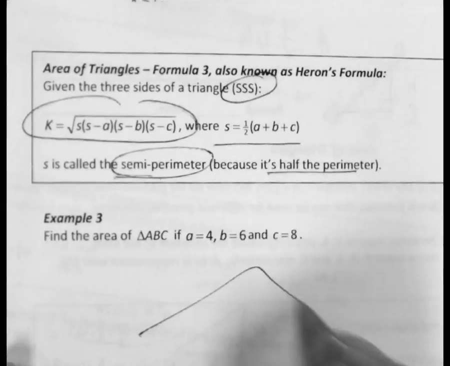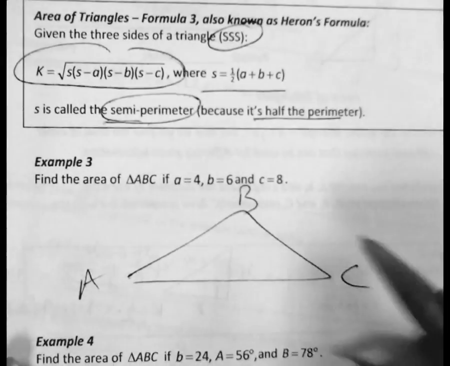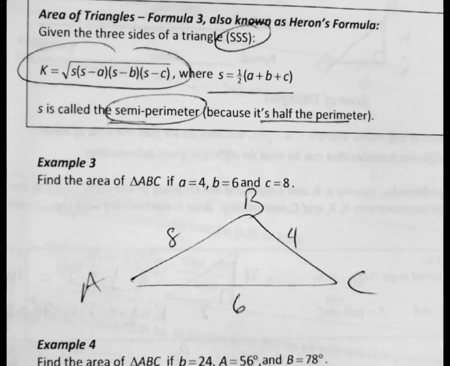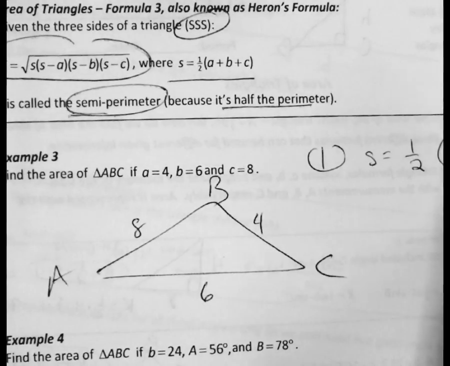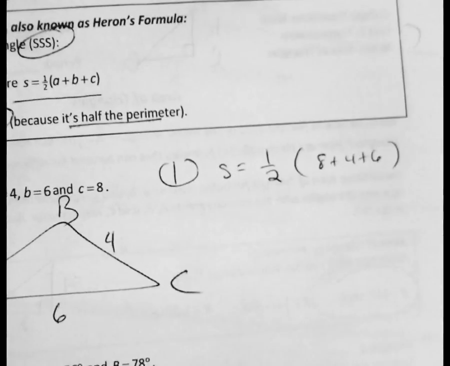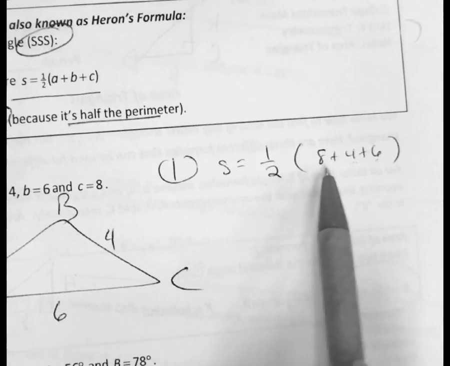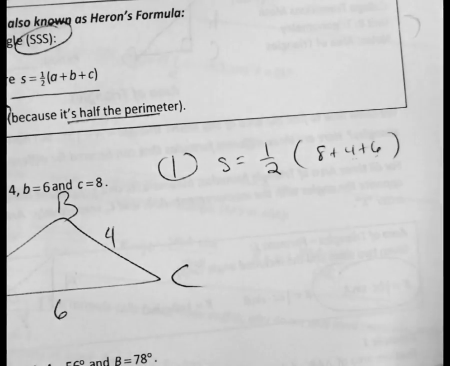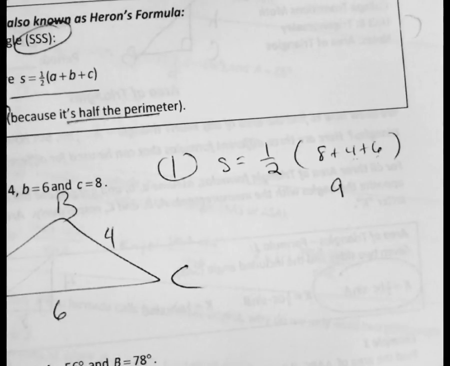So in this problem right here, we have A, B, C. Little a is 4, little b is 6, little c is 8. So the first thing you're going to find is S. S is 1/2 the 3 sides added together. You can do it on your calculator or just add them in your head. Like what's 4 plus 6? You're going to add the 3 sides. What's 4 plus 6? 10. Plus 8. 18. Half of that. What is S? 9. So 9 is called the semi-perimeter.